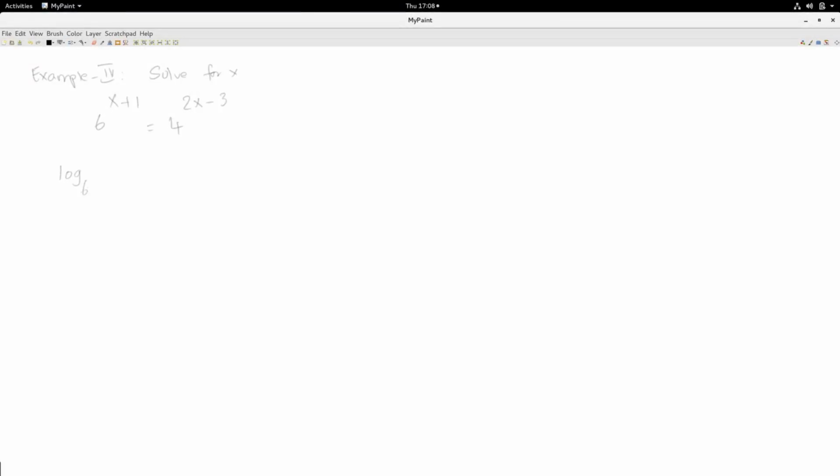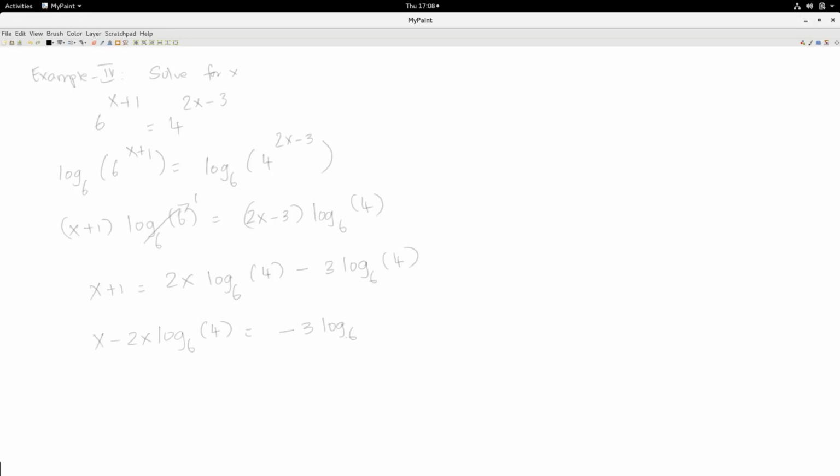Let's start with the left hand side and take log base 6 on both sides. Using power rule, the x plus 1 would come out, leaving log base 6 of 6. The same applies on the other side, log base 6 of 4. That is just 1 for log base 6 of 6. So x plus 1 would be equal to, distribute, 2x log base 6 of 4 minus 3 log base 6 of 4. Move all the x's to one side, numbers to the other. I'll have x minus 2x log base 6 of 4 equals minus 1 minus 3 log base 6 of 4.